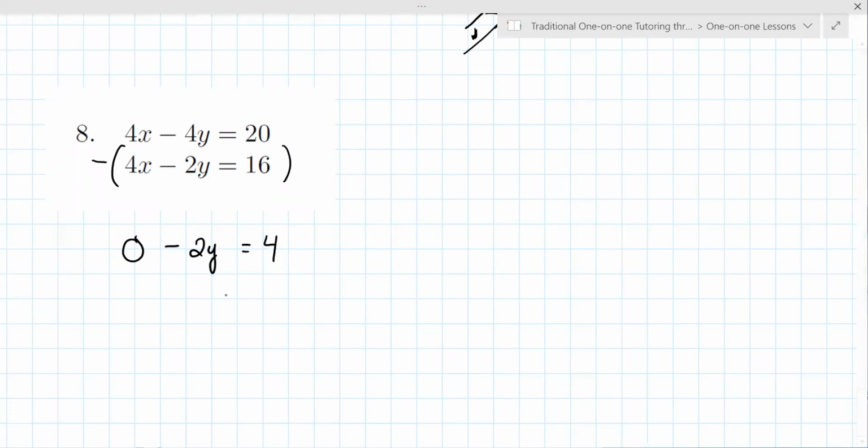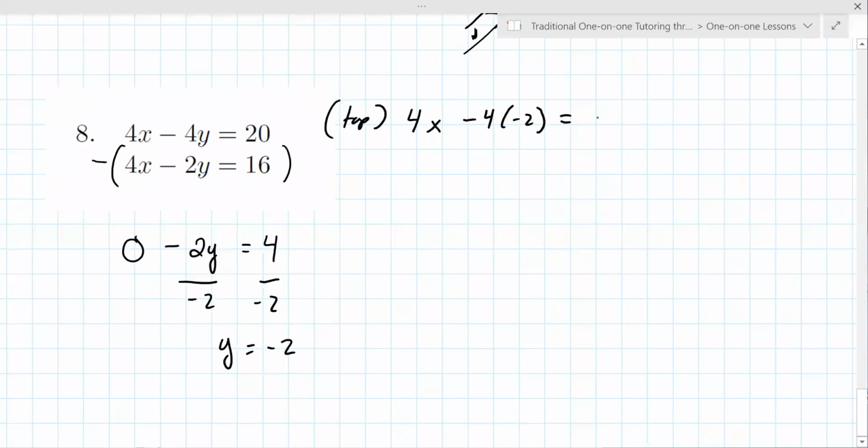And then you divide both sides by -2. So y equals -2. Then you can use either equation to find x. So I'll use the top one. 4x minus 4 times -2 equals 20. So you've got 4x plus 8 equals 20. Subtract 8, and you get x equals 3. So if you understood that, let me have you try one like it.